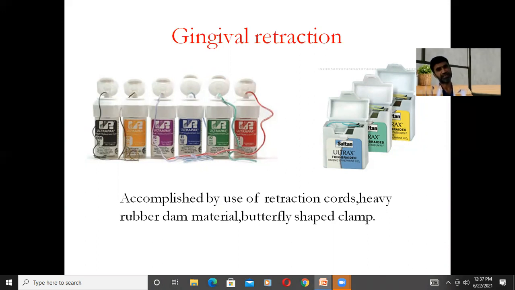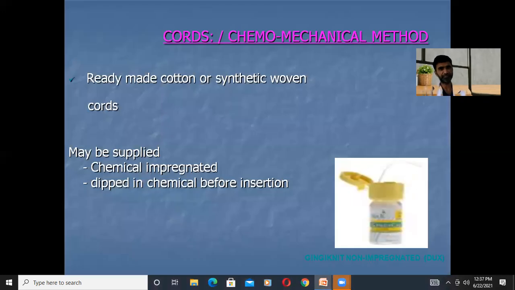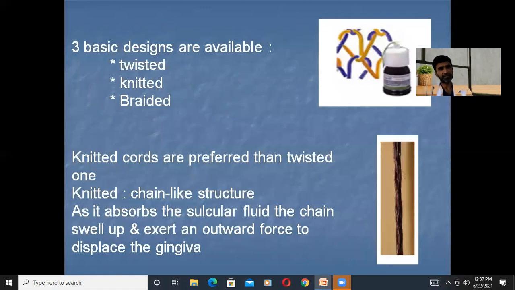Gingival retraction is accomplished by use of retraction cords, heavy rubber band material, and butterfly clamp cords. This is also known as the chemomechanical method. Ready-made cotton or synthetic woven cords may be supplied, chemically impregnated. Three basic designs are available: twisted, knitted, braided.